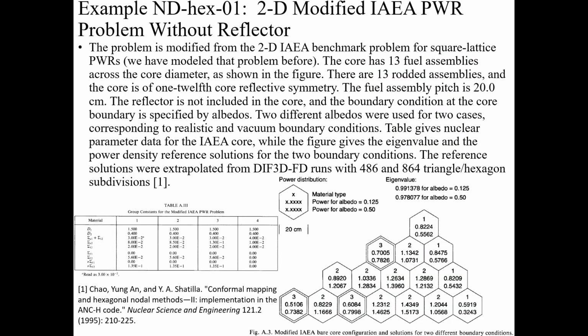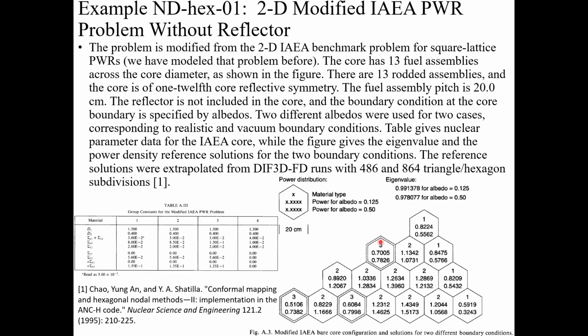Now we will demonstrate one example to show how to model a hexagon core. So this problem is modified from the 2D IAEA benchmark problem. For square lattice PWR, we have modeled that problem as your homework. This core has 13 fuel assemblies across the core diameter, as shown in this figure, and this figure only shows 1/12 of the core.